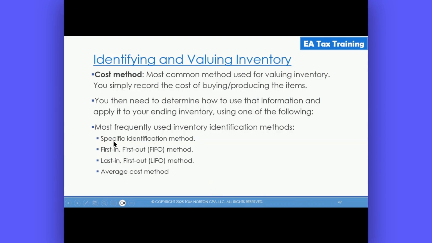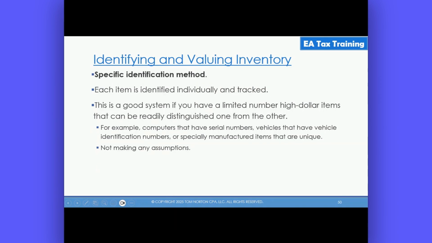There's something called the specific identification method. What I just said about the cars, you've got this car, you paid this much for it. That's called the specific identification method. You've also got these other methods: FIFO, which stands for first in, first out, LIFO, which stands for last in, first out, and then something called the average cost method. So we are going to look at each of these.